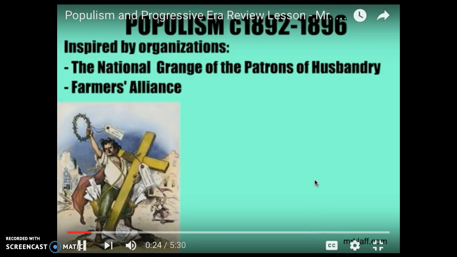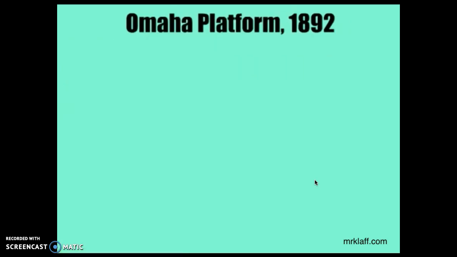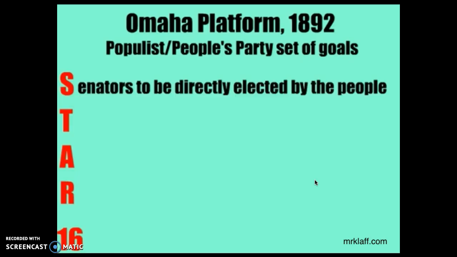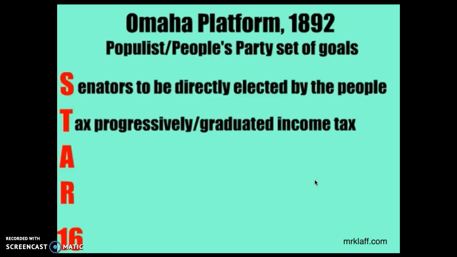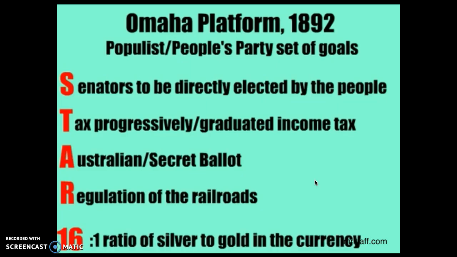Inspired by the farmer organizations of the Granger movement, the Populists were a third party that looked to bring attention to new issues. At the Omaha platform of 1892, the Populists drew up their set of goals. To know what they wanted, let's look at the mnemonic device star 16. The Populists wanted direct election of senators, a graduated or progressive income tax where the more you make, the more the government takes, an Australian or secret ballot at the polls, railroad regulation, and most important to the Populists was the coinage of silver at a ratio of 16:1 with gold.